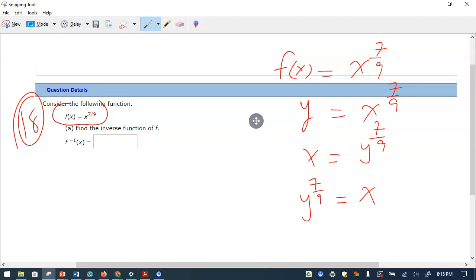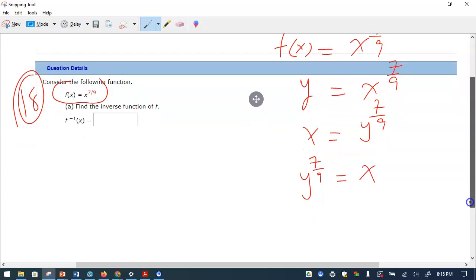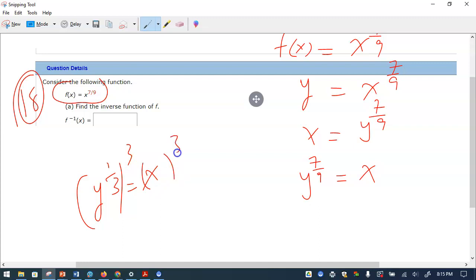Suppose you have y to the 1/3 is x. All you do is cube both sides, right? That's why I say y equals x cubed. Same thing here we do. On this side and this side, you raise to the power 9 over 7 on both sides.